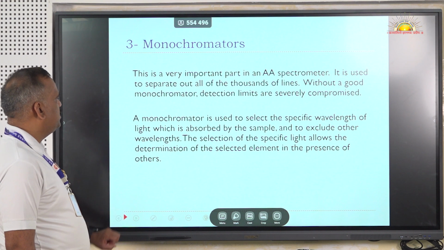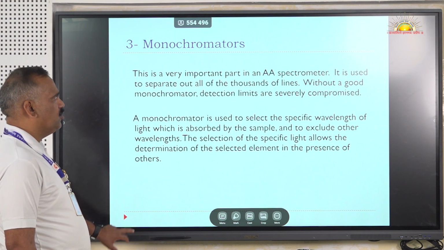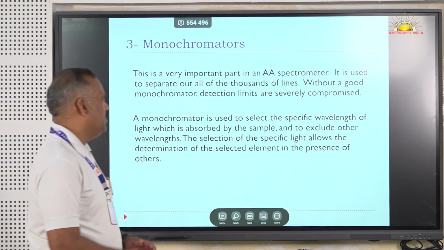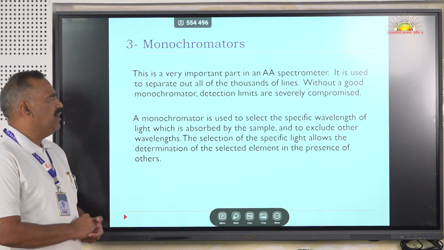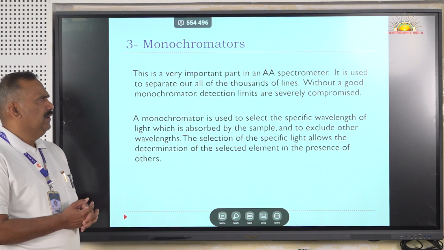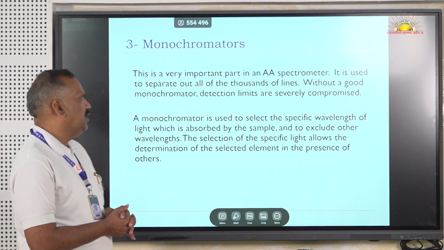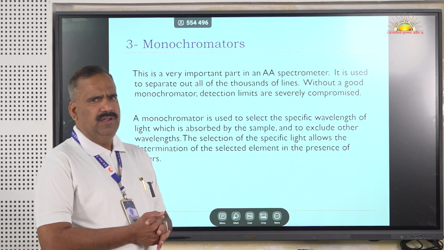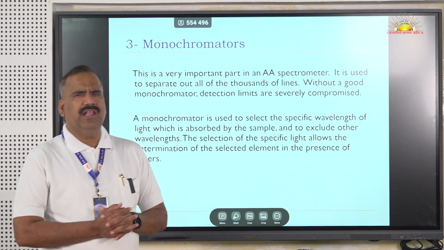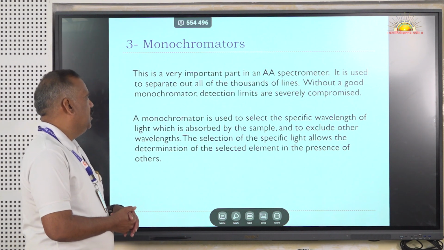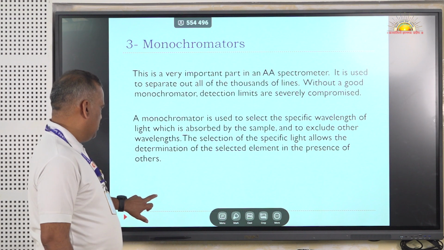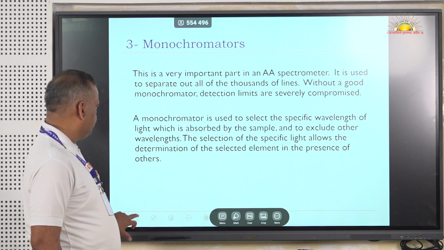spectrophotometer. Then this is the monochromator. The monochromator is an important part of the atomic absorption spectrophotometer. It separates out the thousands of lines. Without a good monochromator, detection limits are severely compromised. That means the monochromator plays a very vital role in the detection limits of AAS.